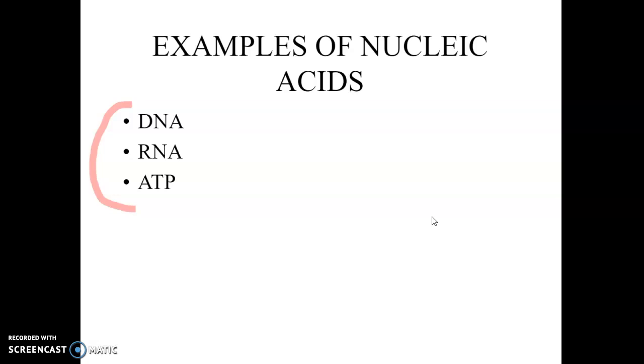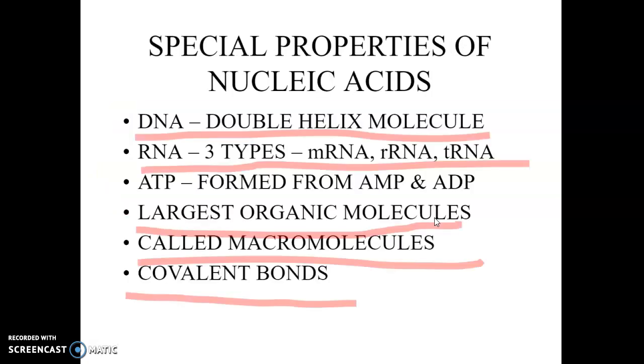Examples: DNA, RNA, and ATP, which is cell energy. We'll learn about that more later when we do photosynthesis. Special properties: DNA is a double helix molecule. RNA has 3 types: mRNA, rRNA, and tRNA. ATP, that's your cell energy. It's formed from AMP and ADP.